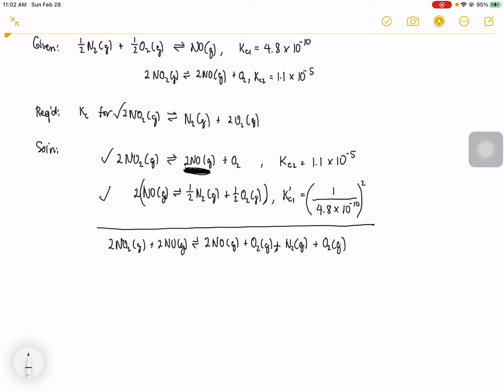The nitrogen monoxide molecules are going to be cancelled out since they are present in both the left and the right side of the equation arrow. And so we are left with the overall chemical equation, which is 2 moles of nitrogen dioxide decomposing to form nitrogen plus 2 moles of oxygen.